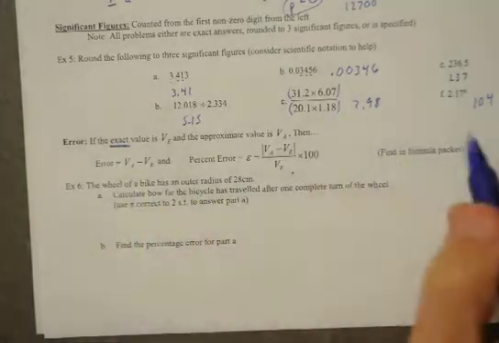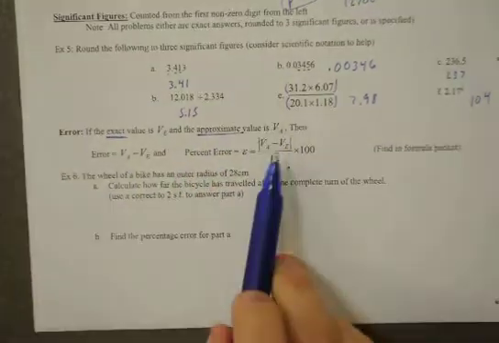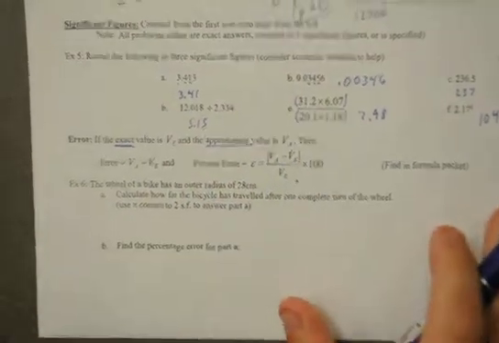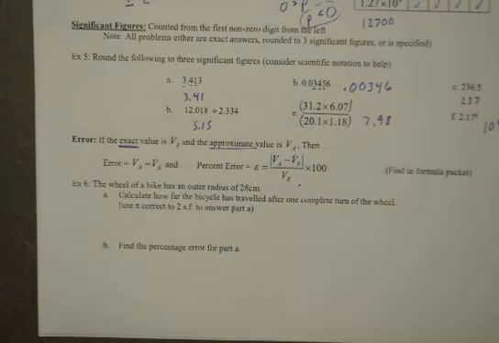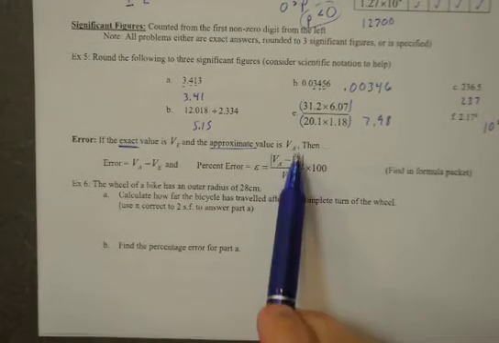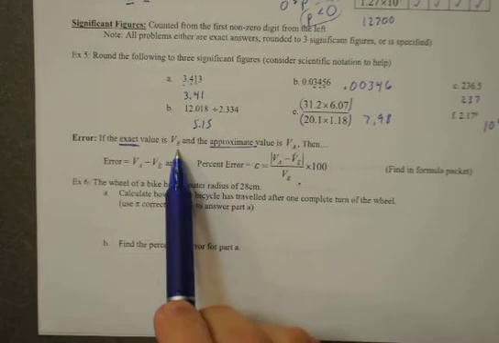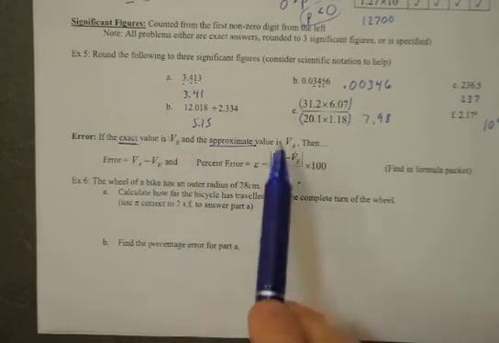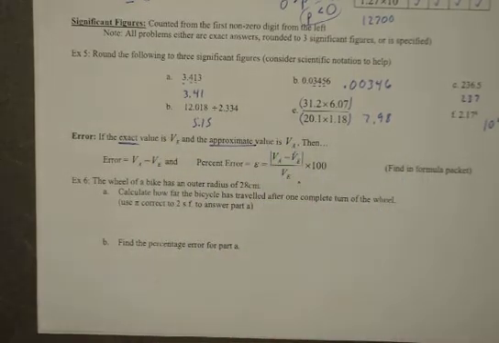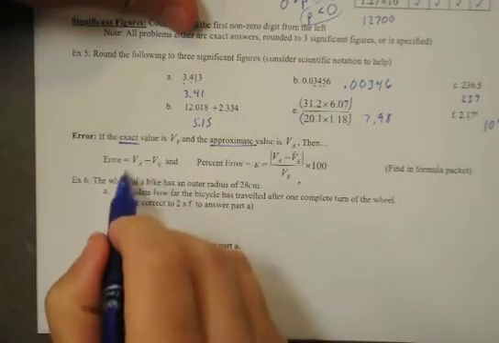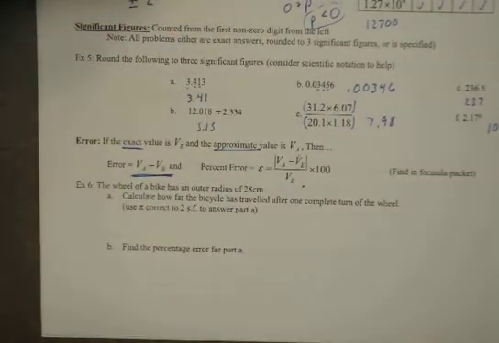Alright, so we got exact and approximate, A, not actual. Some people get this mixed up with actual and estimated. This is exact and approximate. Alright, this is called the error. You'll have a homework question where you just have to find the error of two things.